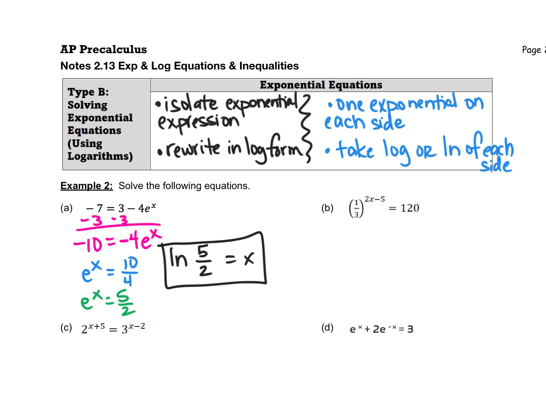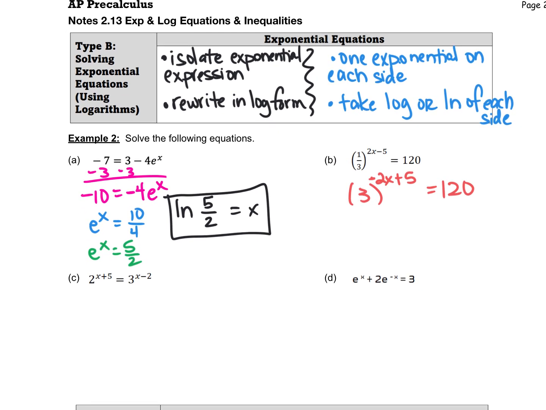Let's look at B. We got a 1/3 there. Not the devil, but I would rather use a whole number if I could. So if I rewrite that 1/3, what would my base become? 3. What would my exponent become? Negative 1 times 2x minus 5, or negative 2x plus 5. The main reason I did that was to see, could I rewrite 120 with a base of 3? Well, the answer is no. But it always gives me an option if I can possibly rewrite.